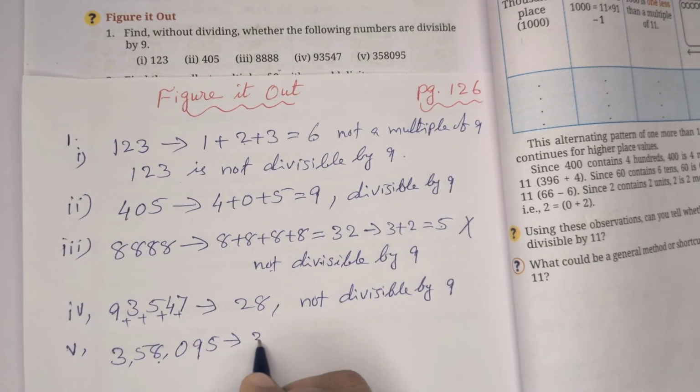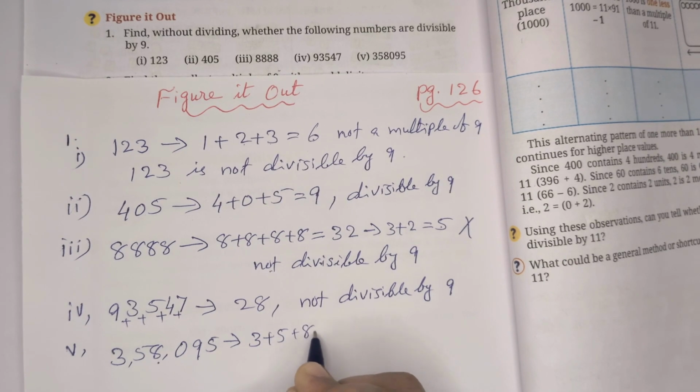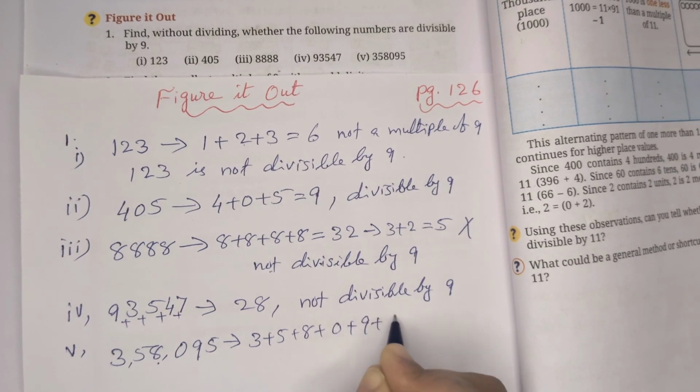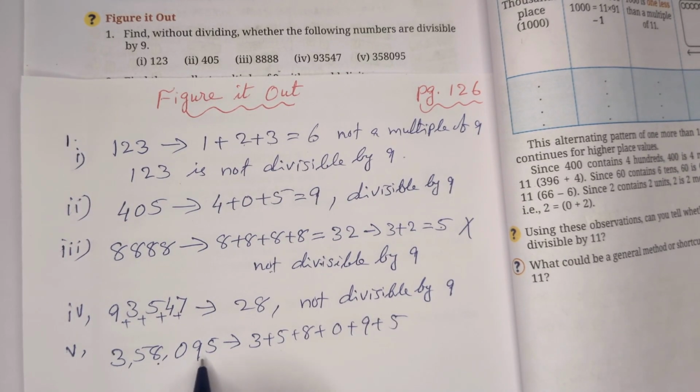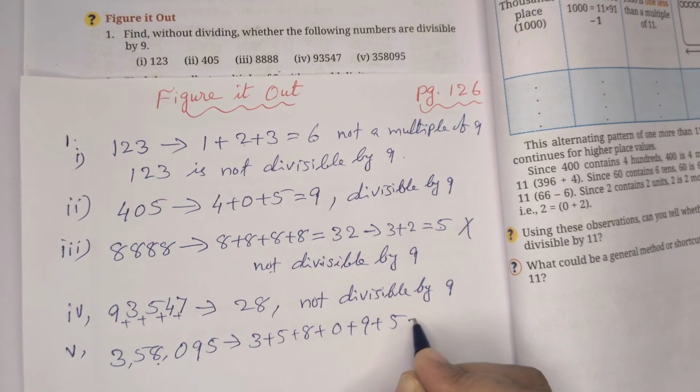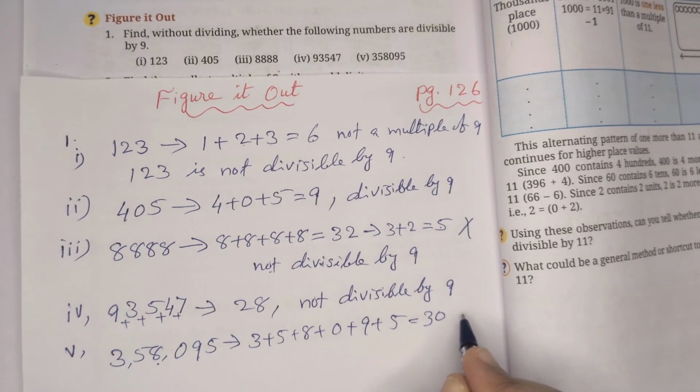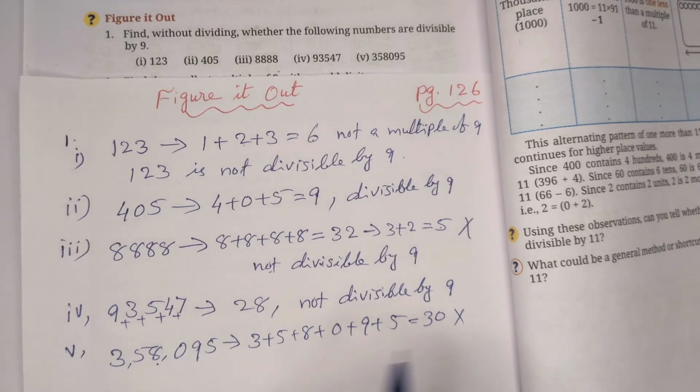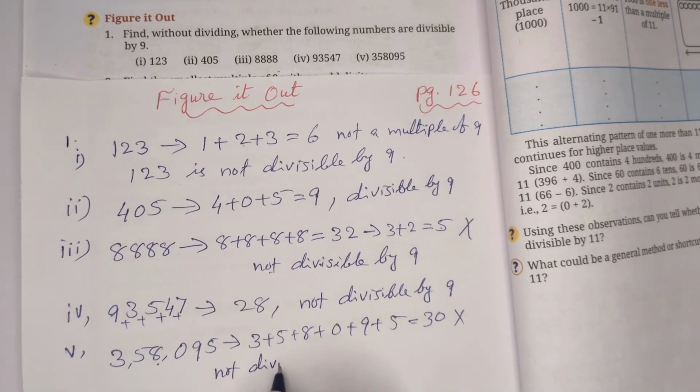3,58,095. Add the digits, 3 plus 5 plus 8 plus 0 plus 9 plus 5. When we add all these digits, we are getting 30. That again is not divisible by 9. Therefore, the given number is also not divisible by 9.